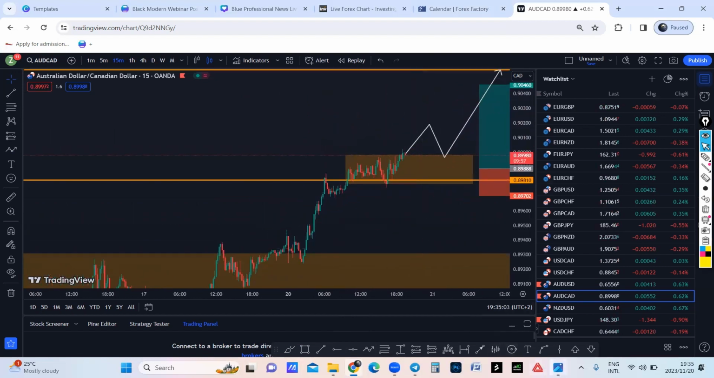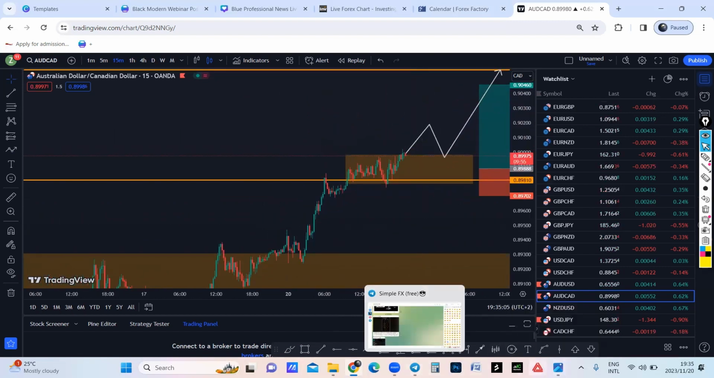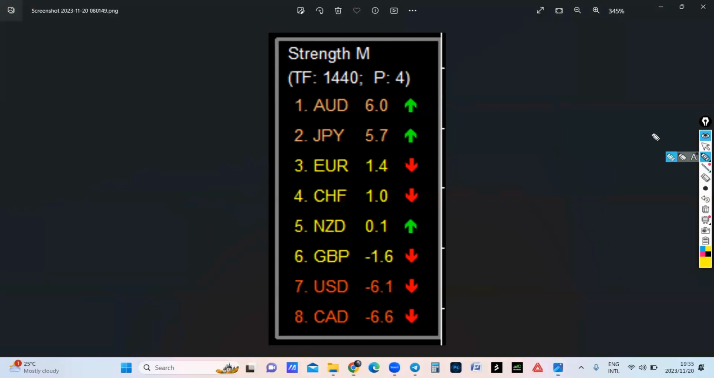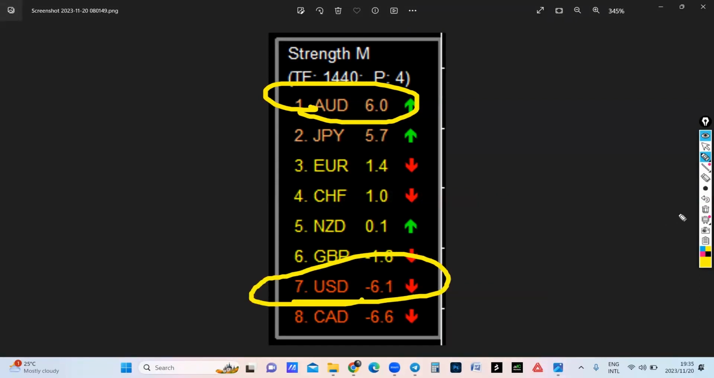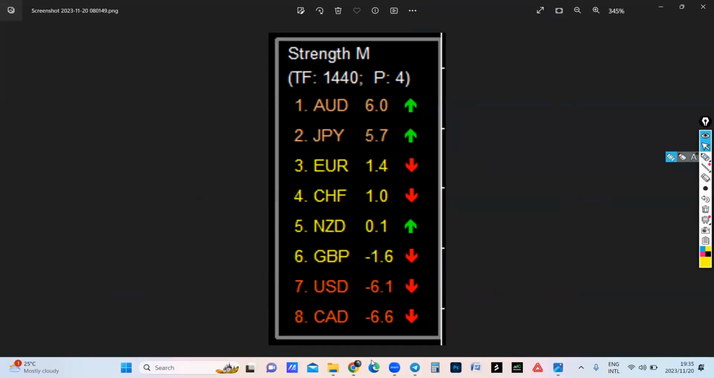Okay. So now maybe let's go back to our numbers here. Let's look at AUD versus USD. Same thing here. I didn't take a buy.